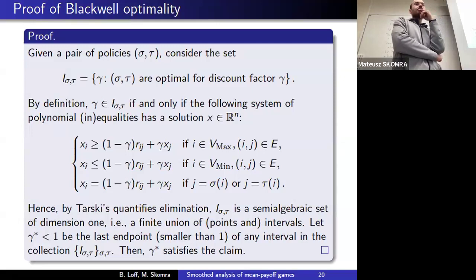And now you say, of course, for all the gamma after this, there is some policy which is optimal for this gamma, but that policy can't change because this interval is contained. And this policy is optimal from gamma star to the end. So we have proven that a Blackwell optimal policy exists.